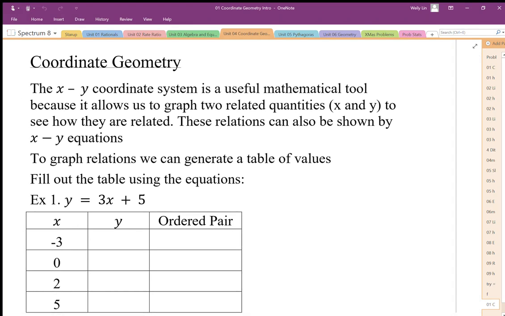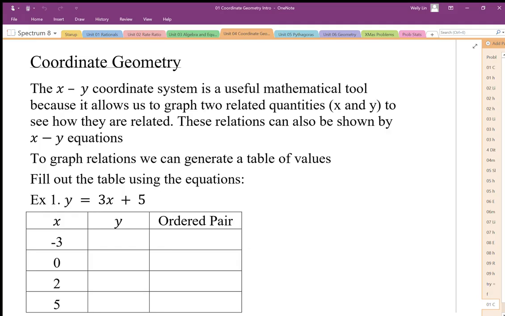So coordinate geometry is using the XY coordinate system to see how X and Y variables can be related to each other. Any two quantities can be related to each other, and we can show how they're related through a graph. XY relations can be through tables, equations, or pictures.